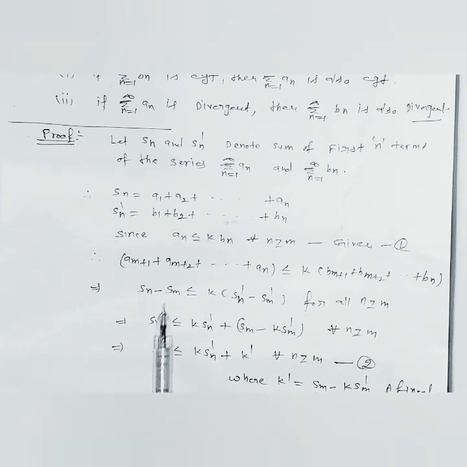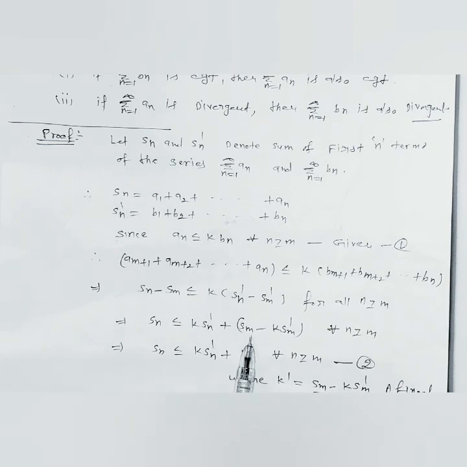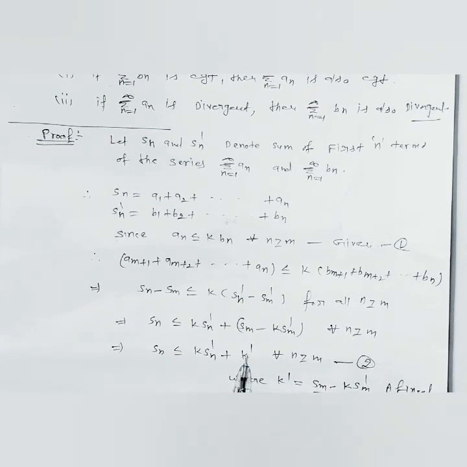So from this Sn, taking Sm on the right hand side, we have k times of Sn dash plus Sm minus k times of Sm dash. Here Sm represents the sum of first m terms of the series an. Sm dash represents the sum of first m terms of the series bn multiplied by a number k. Then we get a fixed finite quantity, and let that term be equal to any real number, say k dash.